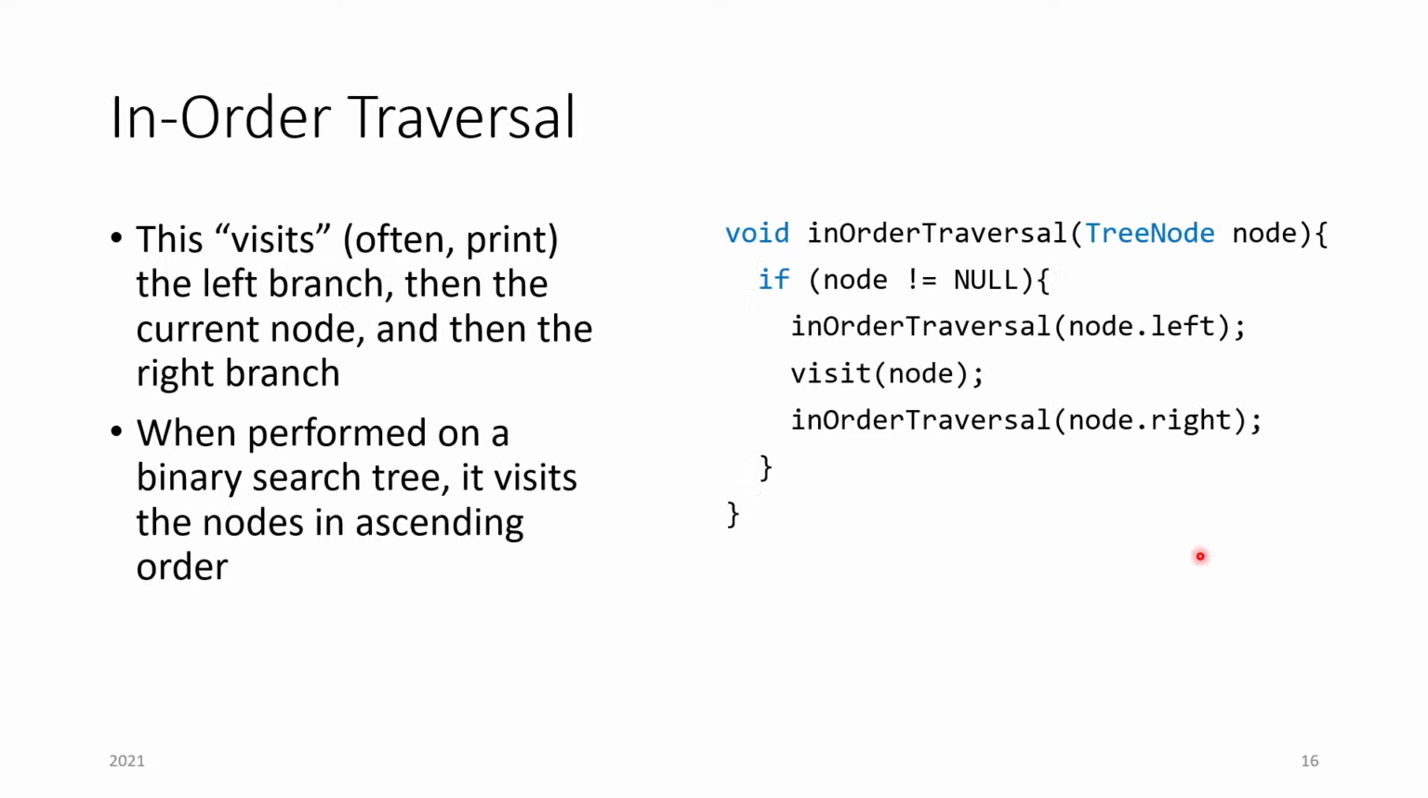The in-order traversal is where we visit the left branch, then the current node, and then the right branch. As a result, it visits these nodes in ascending order. What we see here is the in-order traversal code. These 3 lines of code are just reordered for each of the traversal methods, and all we need to know is the order for each one. So in-order goes left branch, current node, and then right branch, and it does this in ascending order.